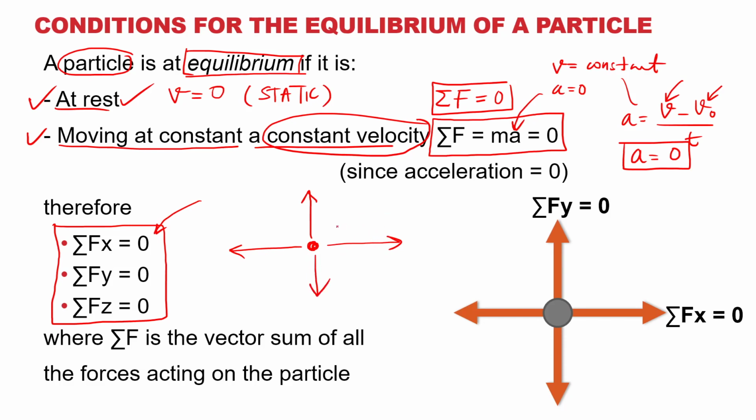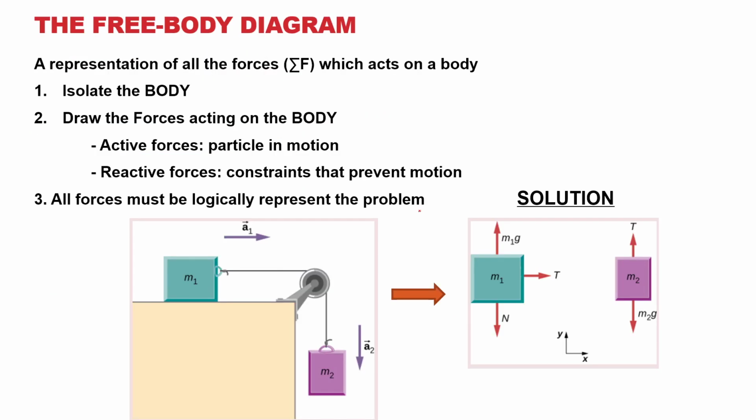So the vector sum of all the forces acting on the particle is equal to zero. Okay, so of course you're going to have forces in a lot of directions, but then you always resolve them, right? So you're going to have components. Okay, we'll look at a few examples.